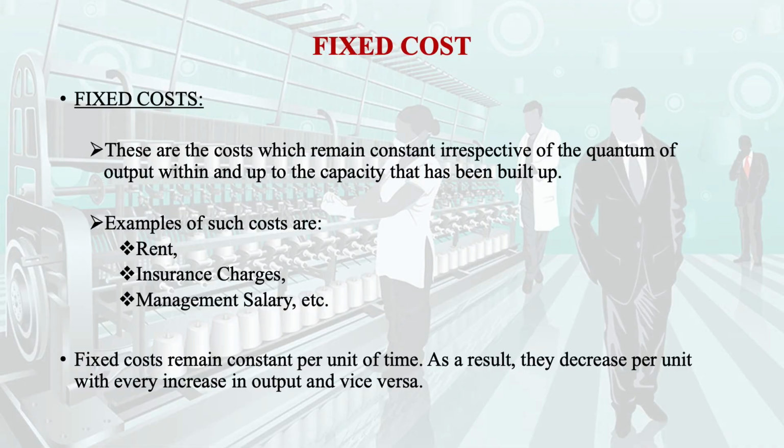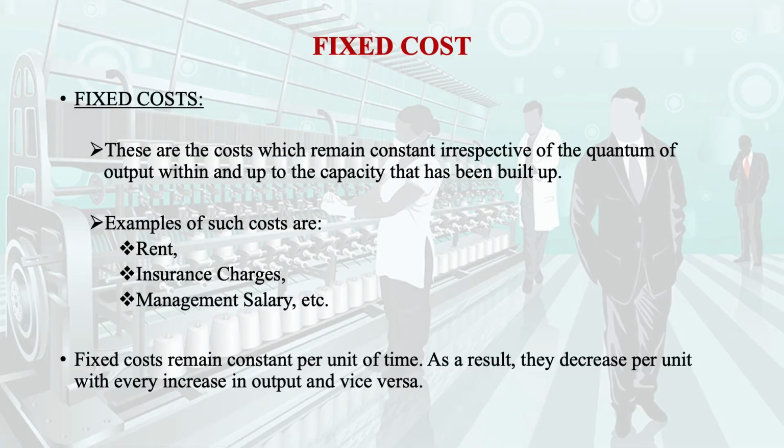Now one by one we will try to explain each class of cost. So first we will take the fixed cost. Fixed costs are the costs which remain constant irrespective of the quantity of output within and up to the capacity that has been built up. Remember this term: irrespective of quantum of output within and up to the capacity that has been built up.